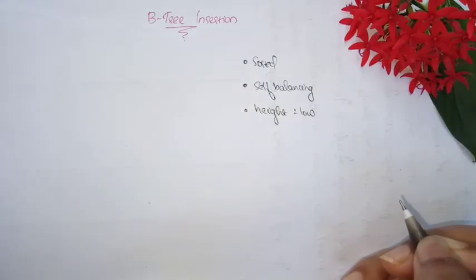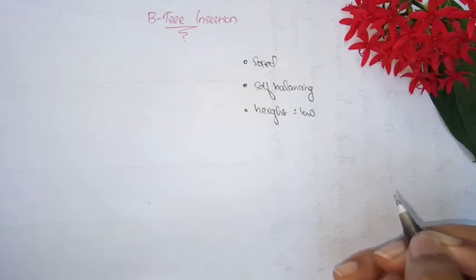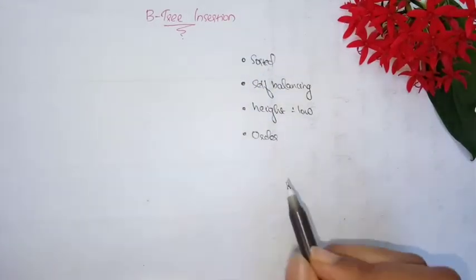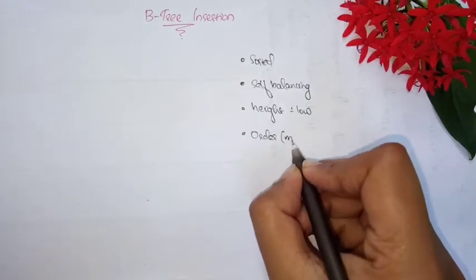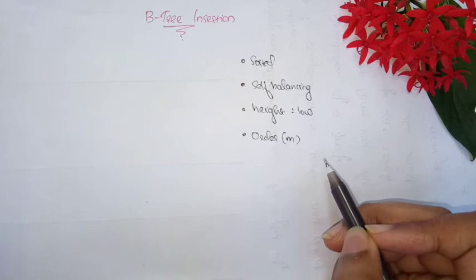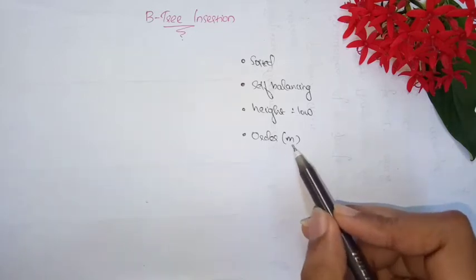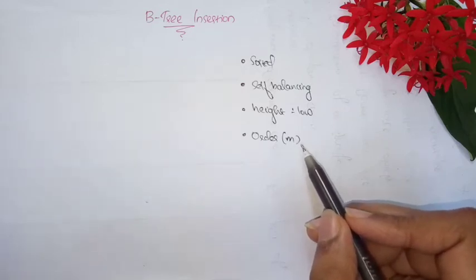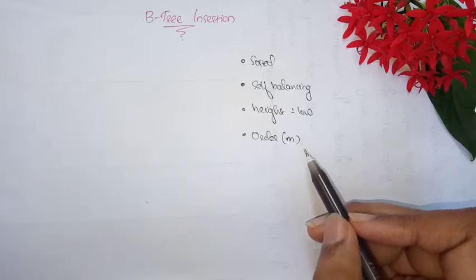Then in the case of this B-tree, there is a term that we need to be familiar with, that is the order of a B-tree. The term order is nothing but the maximum number of children that is possible for each node. So M here means order, the maximum number of children that is possible for each node of this B-tree. We already know about the degree of a node, right?